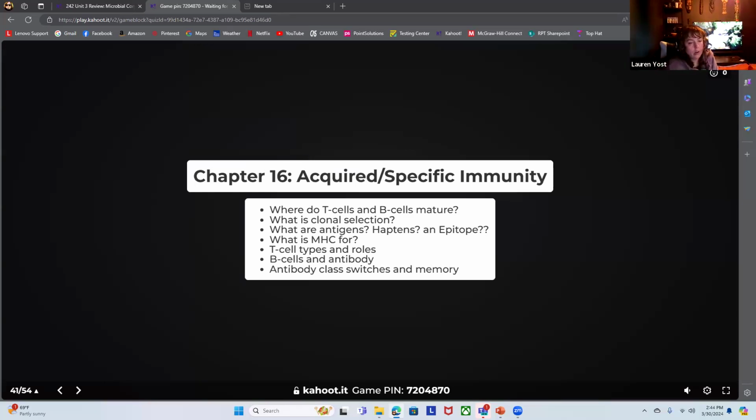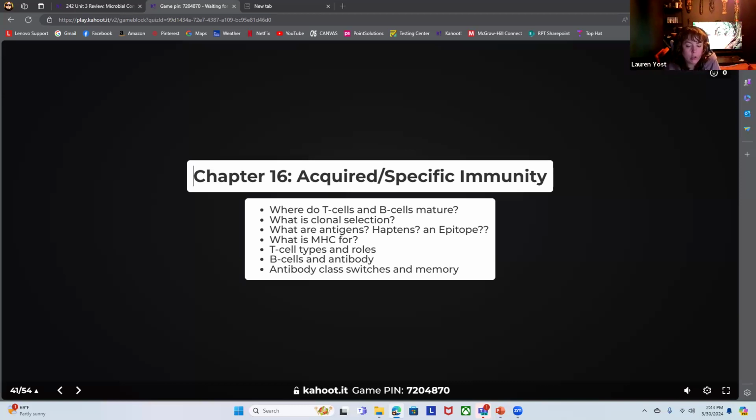All right, Chapter 16 was about our acquired and antigen-specific immunity, however you want to look at it, same thing. Where do T cells and B cells mature? Remember, T cells are going to mature in the thymus. Both of them come from the bone marrow originally, but the T cells will do their maturation in the thymus. B cells continue to do their maturation in the bone marrow.